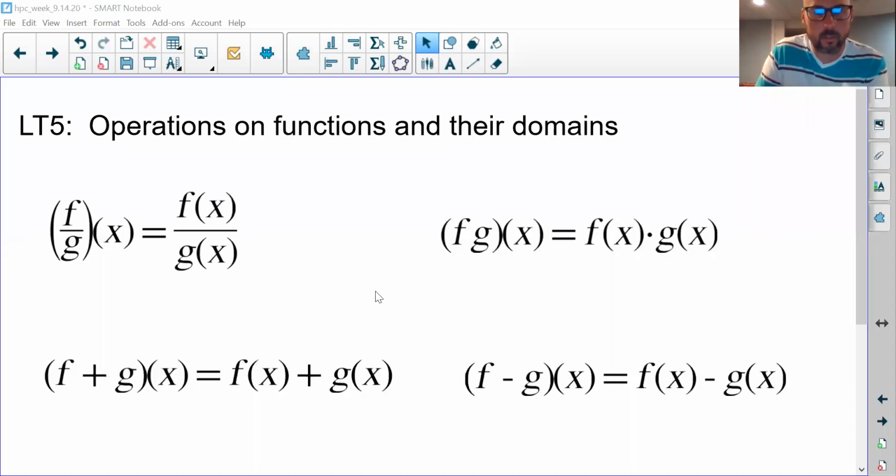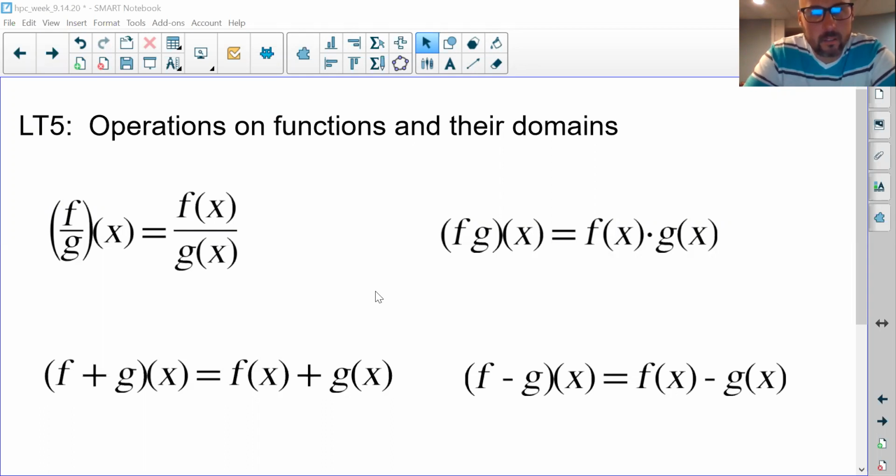Hello, honors pre-calc students. So we are moving on to learning target 5. This material is not going to be on your quiz this Friday, but please just take notes, listen, and then prepare for your quiz, which is going to be on solving and transformations.